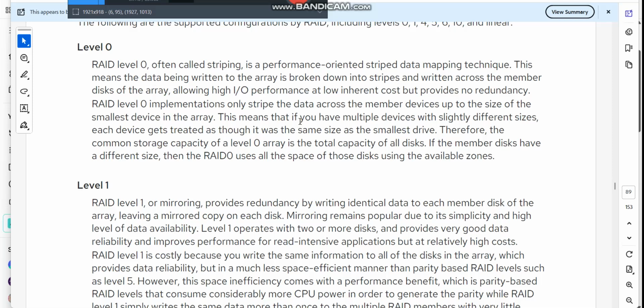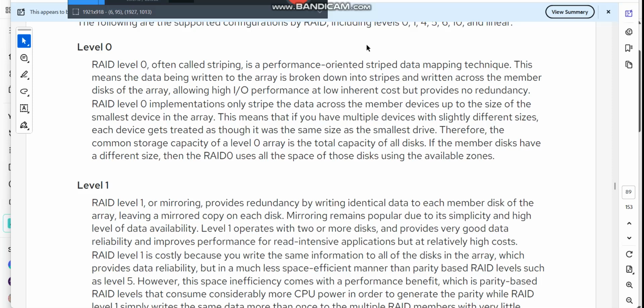RAID level 0 implementations only stripe the data across the member devices up to the size of the smallest device in the array. This means that if you have multiple devices with slightly different sizes, each device gets treated as though it was the same size as the smallest drive. Therefore, the common storage capacity of a level 0 array is the total capacity of all disks. If the member disks have a different size, then the RAID 0 uses all the space of those disks using the available zones.